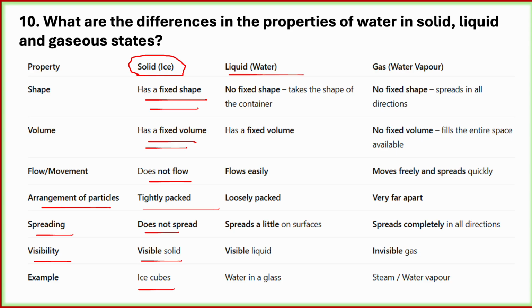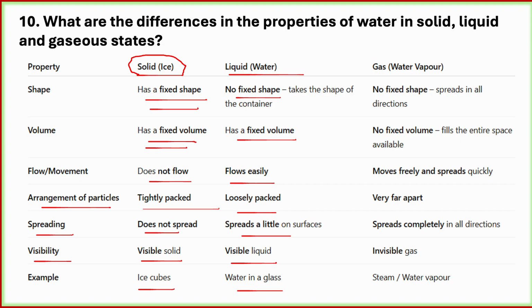Next, we will see liquid state, that is water. What about shape? No fixed shape. Takes the shape of the container. Then volume, liquid has fixed volume. Then flow, it will flow easily. Then what about arrangement of particles? The particles are loosely packed. Then what about spreading? It will spread a little on surfaces. Then what about visibility? Visible liquid. Then example, water in a glass.